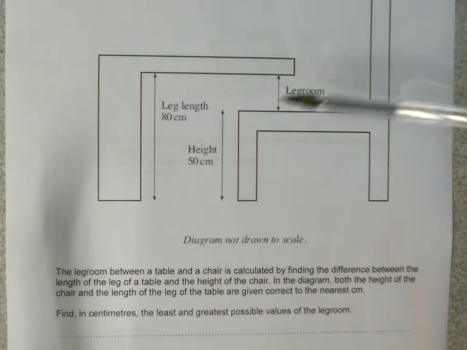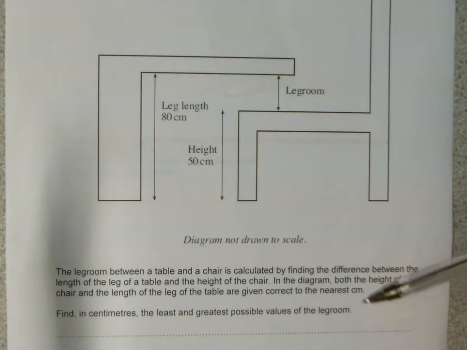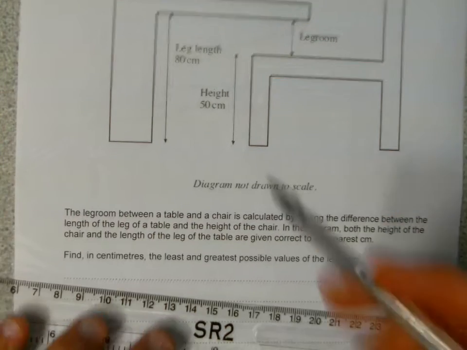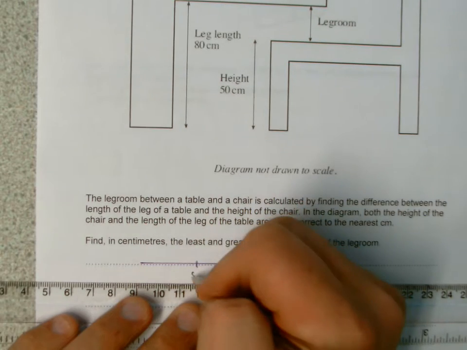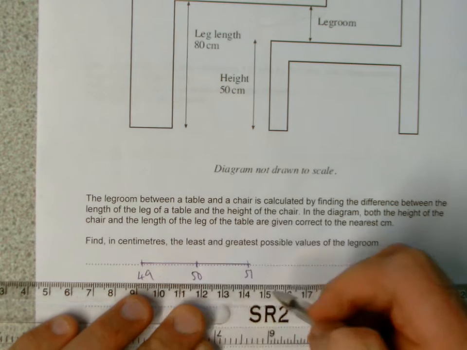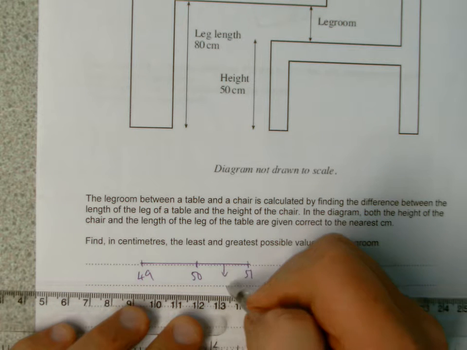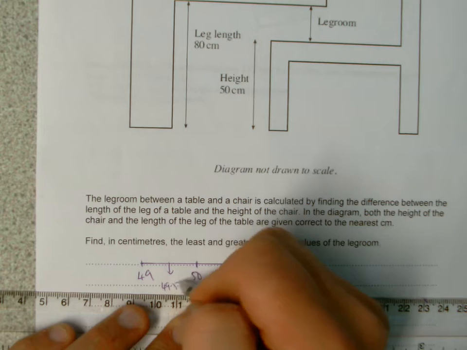So here's the leg room, and you can see clearly you've got to take this away from this to get the gap between them. But of course you've got to deal with this boundary value issue. So in terms of the height, you've got 50 centimetres. That's measured to the nearest centimetre. So if it's measured to the nearest centimetre, your scale is going up in centimetres. So the greatest it can be is 50.5. The least it can be is 49.5.